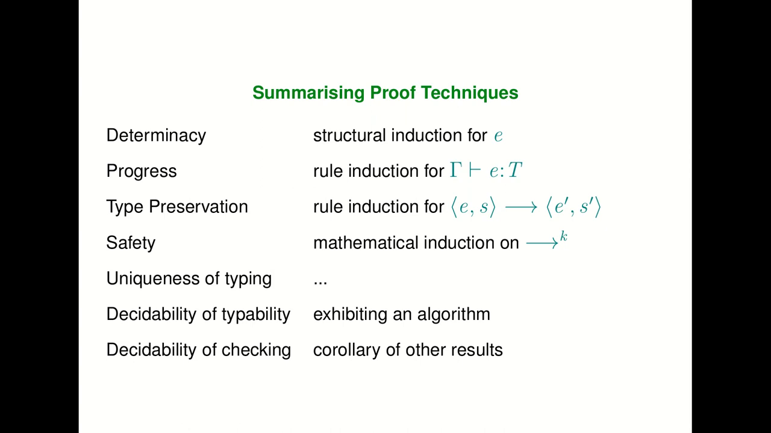And so for determinacy, we can use structural induction on a term. For progress, we can use rule induction on the typing derivation. For type preservation, it turns out to be convenient to do it by rule induction on the reduction relation, and so on and so on. And the fundamental thing to understand is that the core idea is not a very complicated one. We're imagining that membership in a relation is established by exhibiting a derivation tree for it. And if you can show that, working from the leaves down, you can get to the root of the tree, then you have proved the property for the whole relation. And that's really the fundamental idea.